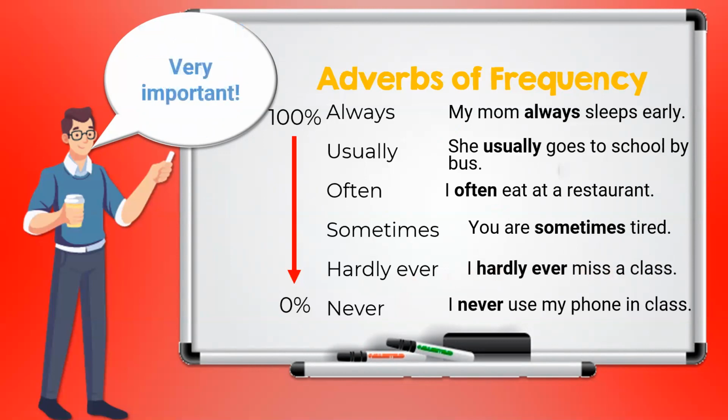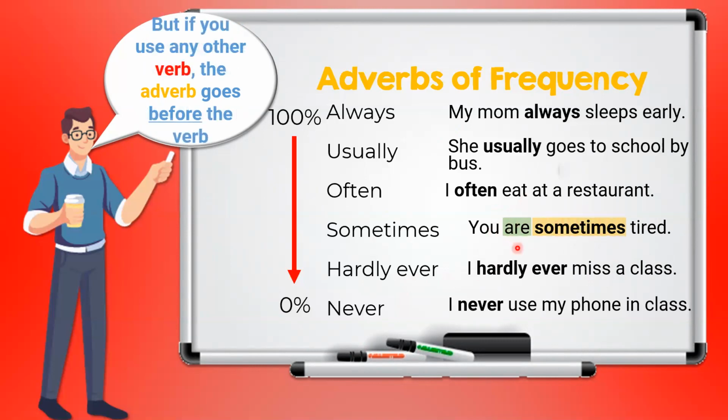class. Very important. If you use the verb be, the adverb goes after the verb. The adverb goes after the verb. But if you use any other verb, the adverb goes before the verb. The adverb goes before the verb.